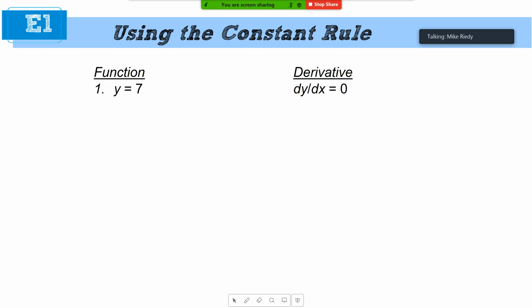So this is what we call beating a dead horse. I'm going to do this over and over again, just so you understand what's going on here. So throw 7 in there, the derivative is 0. Throw 0 in there, you get 0.